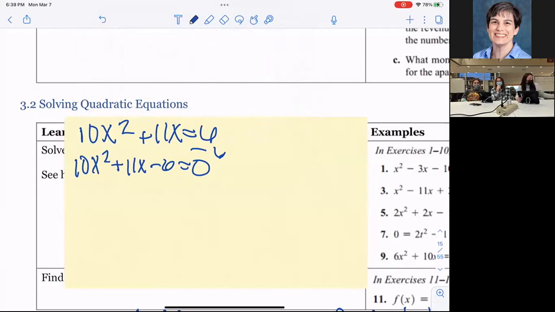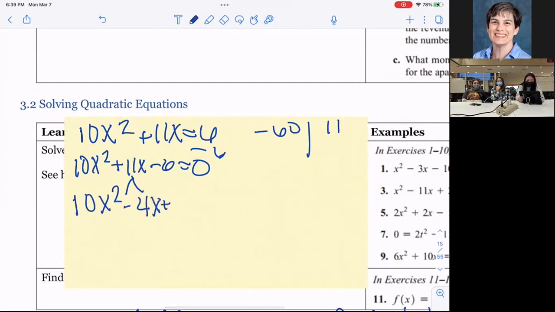We're gonna do the same thing with the AC method. 10 times negative 6 is negative 60, and then it'll be 11. Think about what multiplies to get negative 60 and adds up to 11: that'll be negative 4 and 15. So we go down and write 10x squared minus 4x plus 15x minus 6 equals 0.